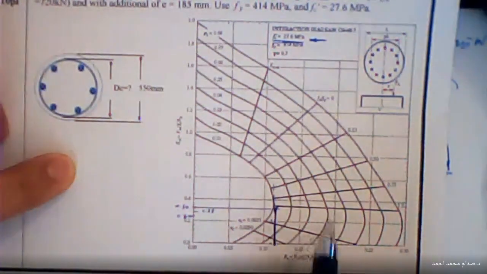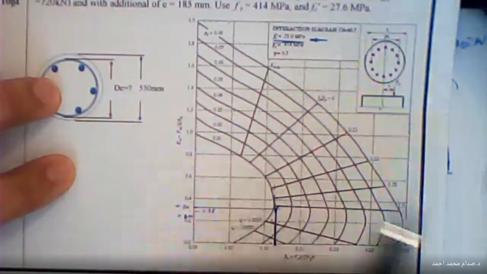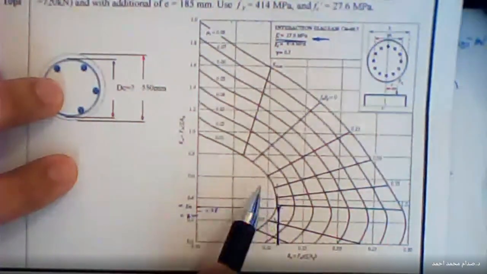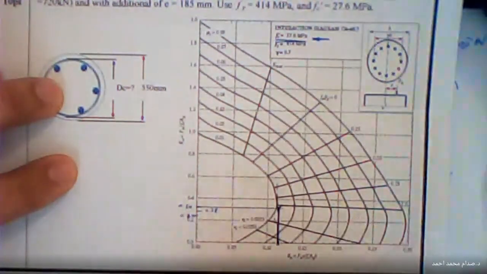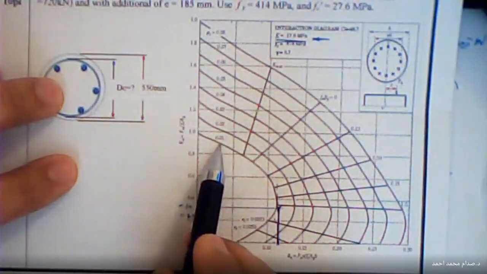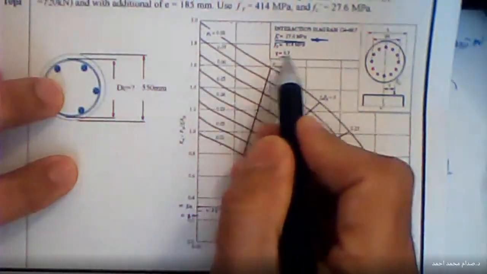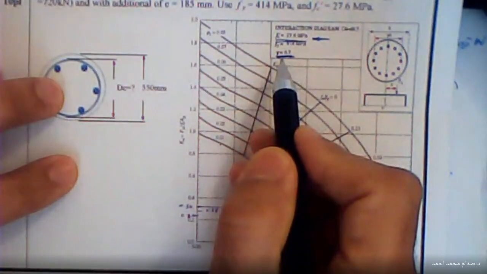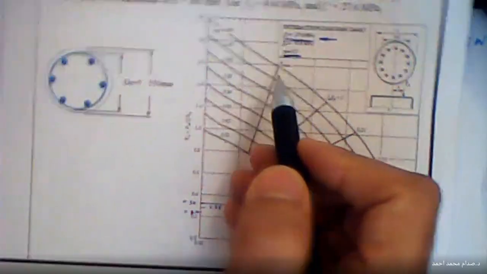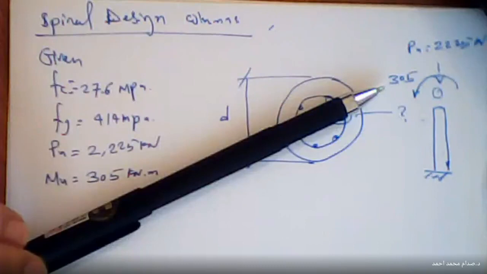I will present the other one in the presentation. This is just for clarification. We have a reinforcement ratio starting from 1% up to 8%. And we can use it only for cases where the gamma value is 0.7, for example. So I will share the presentation with you again.